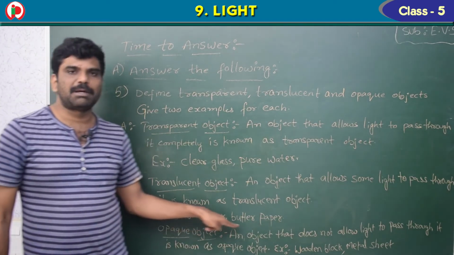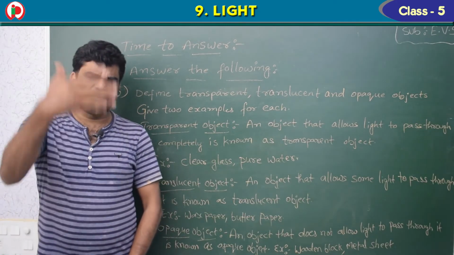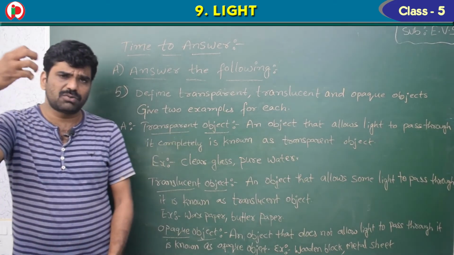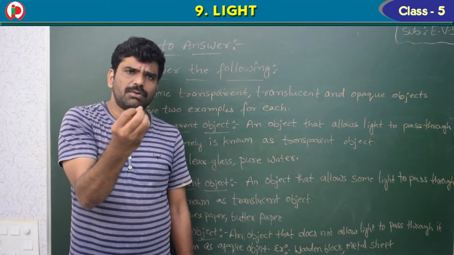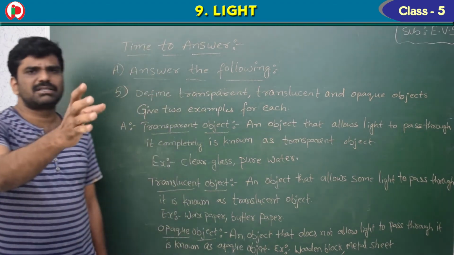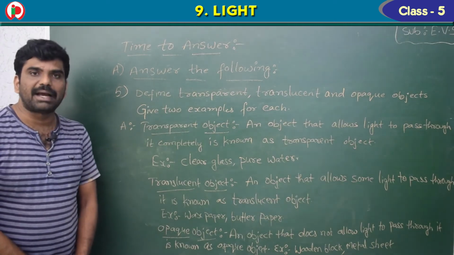Example, wax paper, butter paper. Wax paper and butter paper, even oil paper also you can see. So it allows only half or partial light, some light can pass through those objects. Third one, opaque objects.